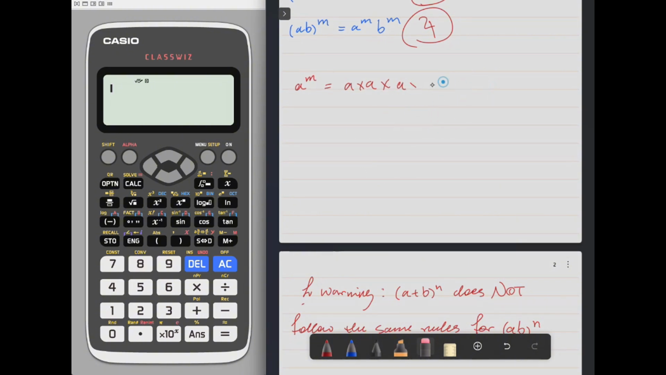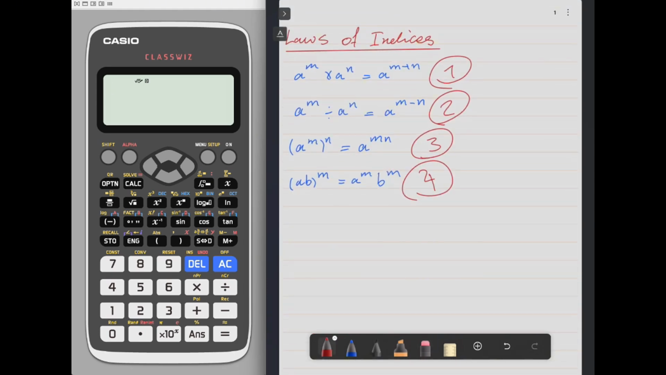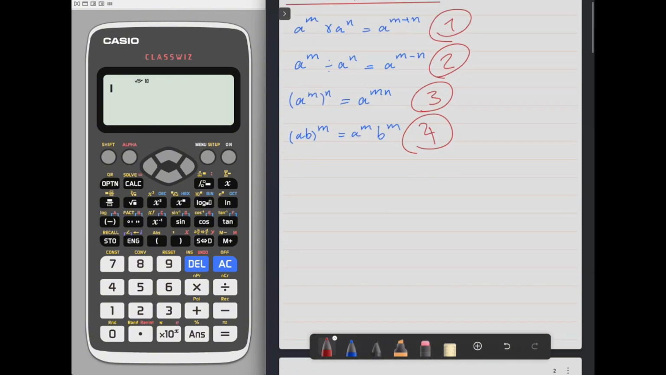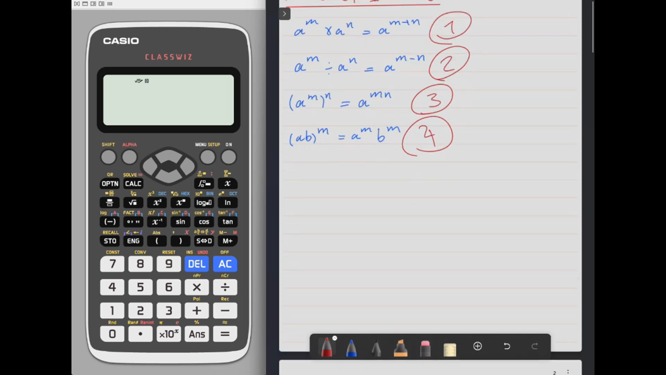So variables x, y, u, v, whatever variable that might come to your mind, they are just representations of numbers. They are variables. They can take any value, but they are still numbers. So the same law for numbers applies to the variables. So it's alright. Second law, a to the power of m divided by a to the power of n is going to be equal to a to the power of m minus n. Okay, why?